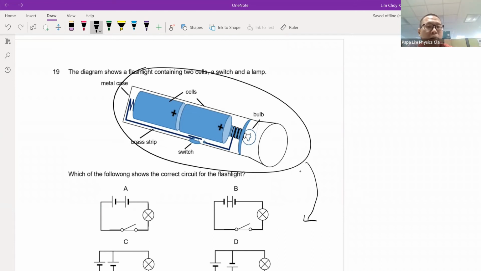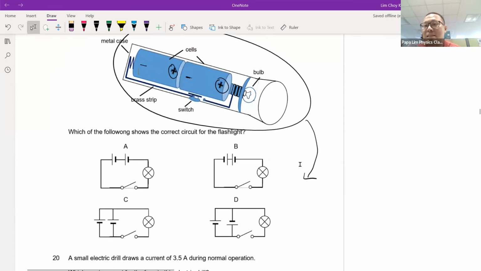Same thing. The important thing is you look at the question, you see this plus sign here, the positive terminal of the battery. So one side is plus, and automatically the other side of the cell will be negative. So if you look at the two cells, they are connected in the correct arrangement, in series arrangement. Once I know the cells are in series, you look at the wire.